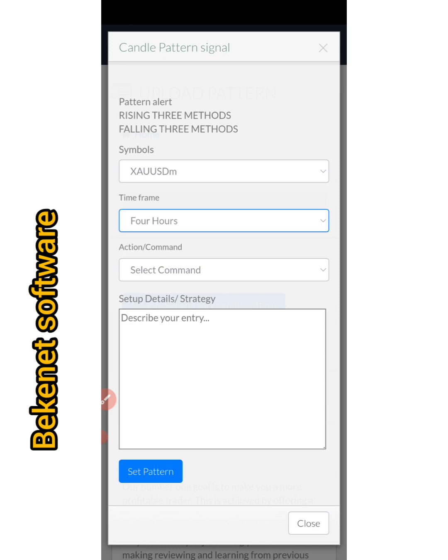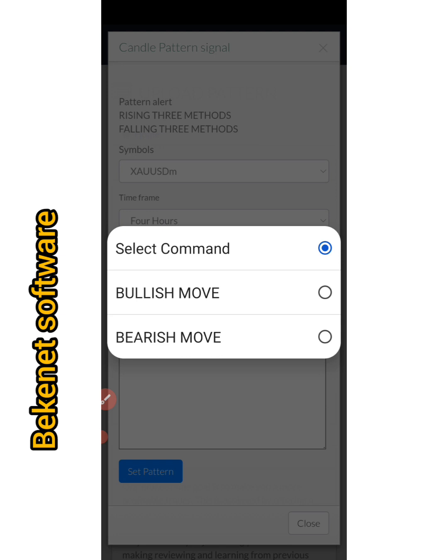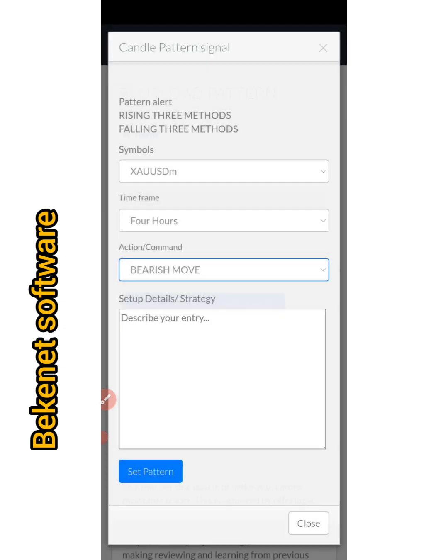Then the command: what command am I giving this software to look out for? You have the bullish move, you have the bearish move. If I'm going for a bullish move, it simply means there should be a black candle, which is a bearish candle, and then a bullish candle, be it from a support level or a trending market. If I choose a bearish move, that means there should be a bullish candle before a bearish candle, be it from a trending market that is selling or a market that is coming from a resistance. Simple and short.